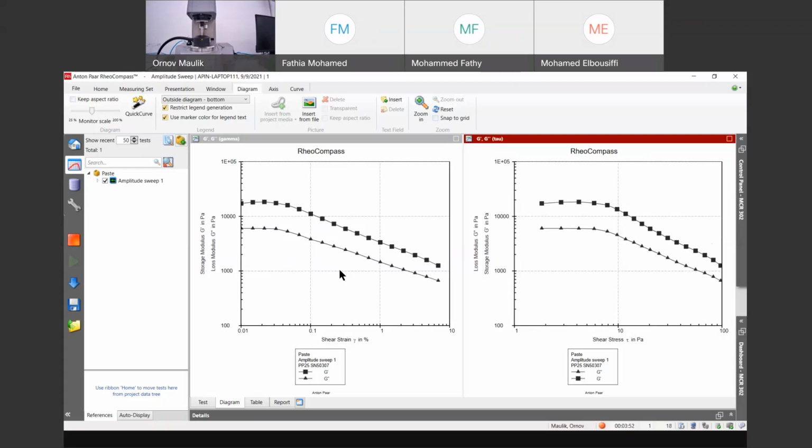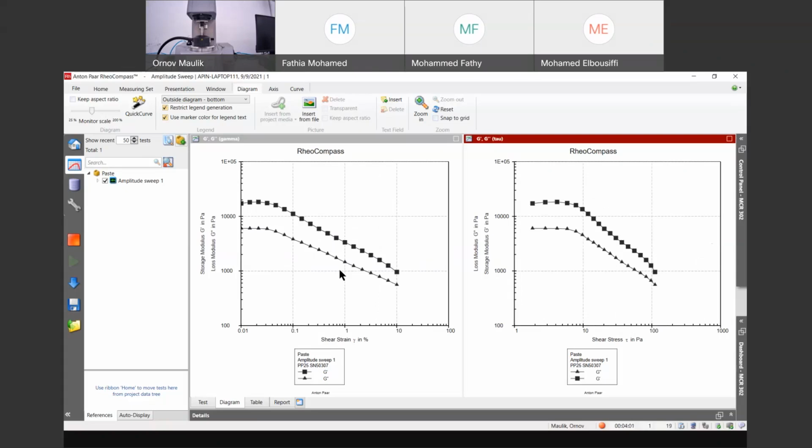Although those tests are also very widely used, and a lot of researchers still use controlled shear stress or controlled shear rate tests in order to get a yield point, this is also something which is useful to get the yield point of any particular sample.